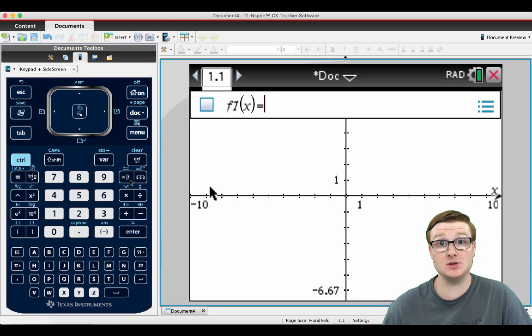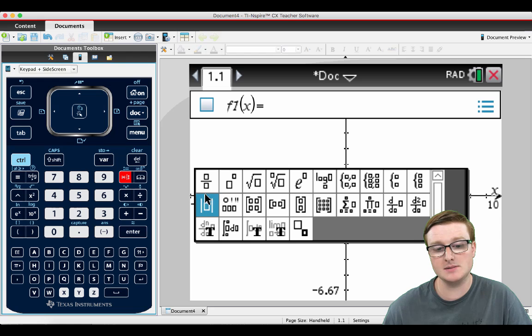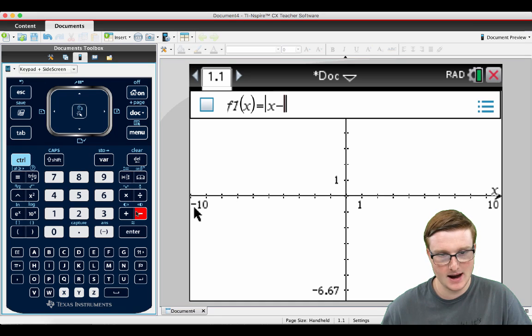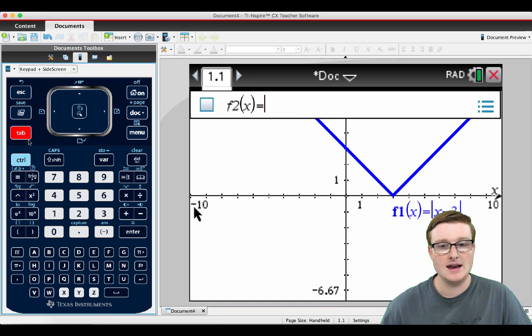Now, in order to graph an absolute value function, you go to the button next to the catalog or the book, and you click on this button right here. It's in the middle row, the first column. All right, click on that. I'm going to now type in x minus 3, and I get that. Now I'm going to graph the line.